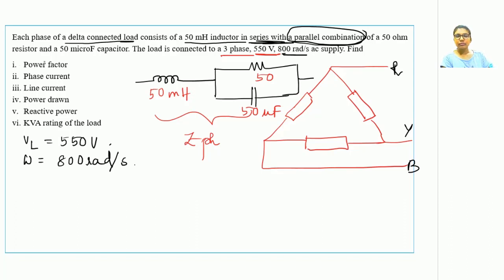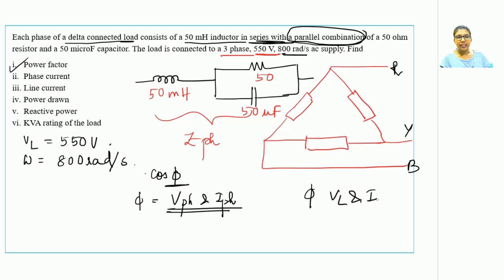Now the question says to figure out the 6 bits. Let us work out bit by bit. The first term says find out the power factor. Now one knows in order to find out the power factor, one must figure out the phi. The cosine of that angle phi will give us the power factor. Now this phi is the angle between V phase and I phase. This is a very important concept. Phi represents the angle between V phase and I phase. It should not be mistaken for the angle between VL and IL. It is absolutely incorrect.